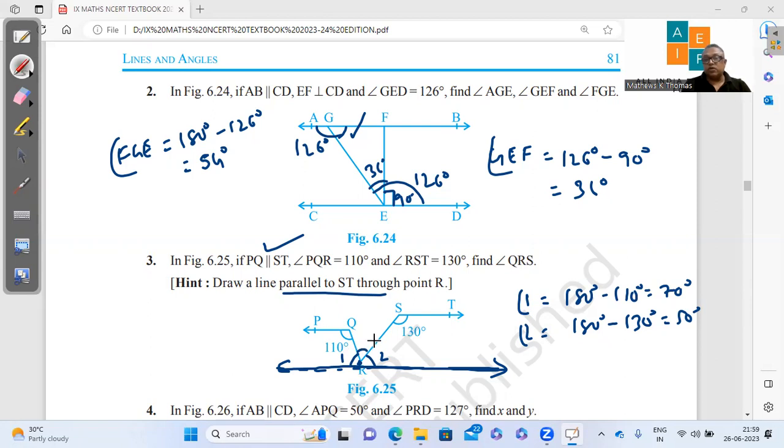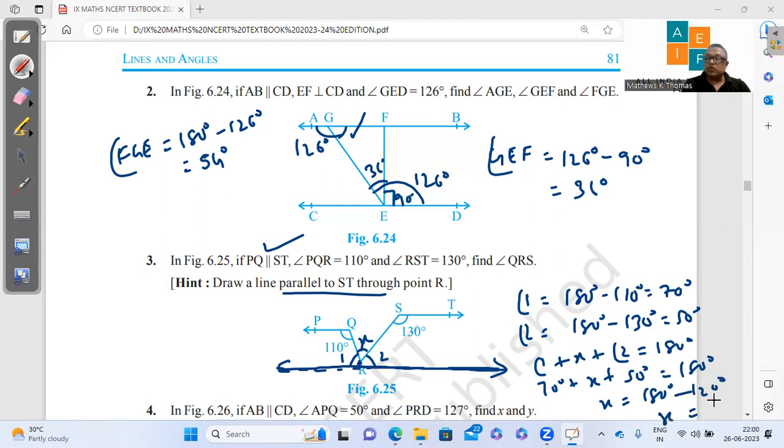Now the question is find out angle QRS, that is this angle in between. Let's name it as X. Now we know that angle 1 plus X plus angle 2, all these three angles will add up to 180 because it's a straight line. So we get 70 plus the unknown angle X plus 50 is 180. So X will be 180 minus 70 and 50, that is 60 degrees. So therefore, angle QRS is 60.